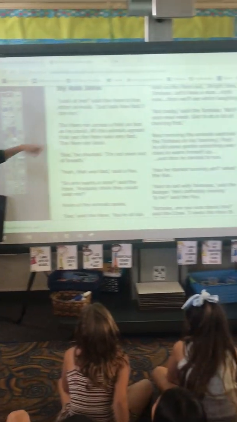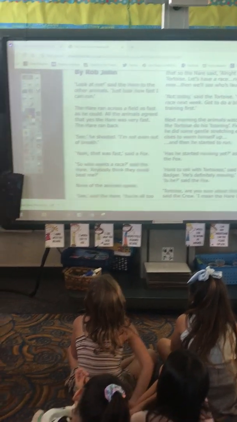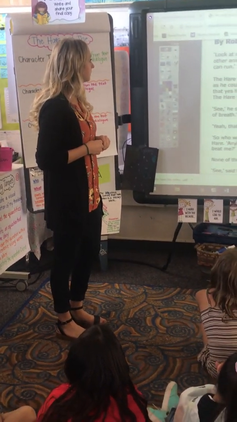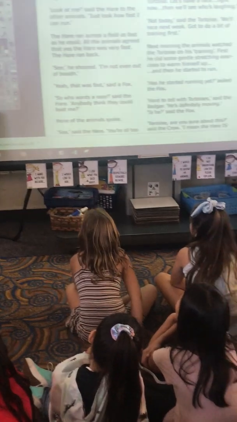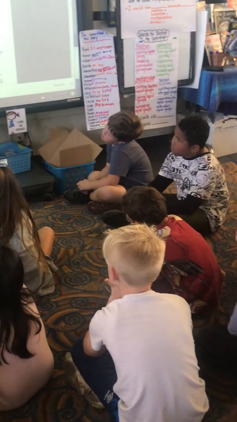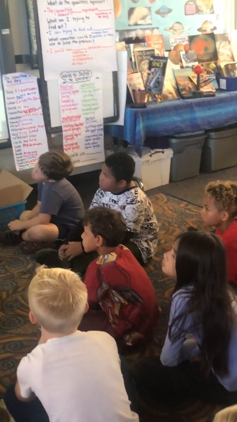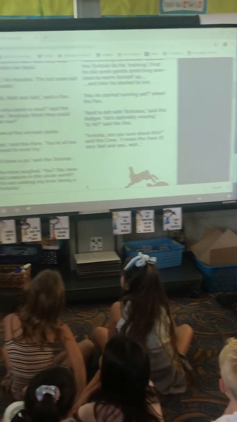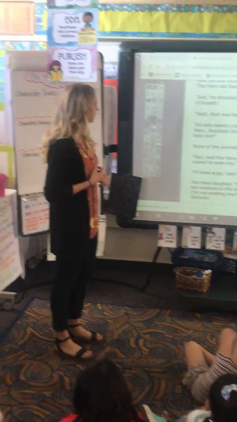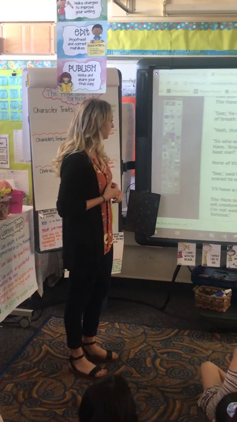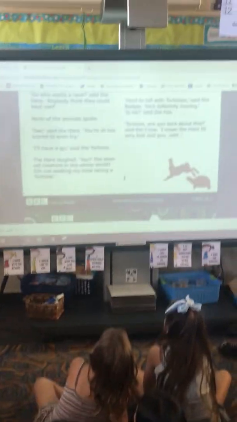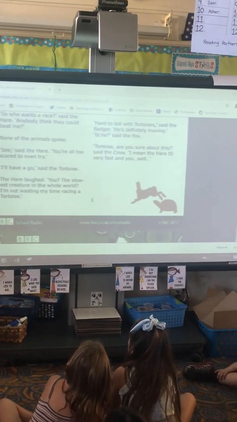"Look at me," said the hare to the other animals. "Just look how fast I can run." The hare ran across the field as fast as he could. All the animals agreed that yes, the hare was very fast. The hare ran back. "See," he shouted, "I'm not even out of breath." "Yeah, that was fast," said the fox. "So who wants a race?" said the hare. "Anybody think they could beat me?" None of the animals spoke. "See," said the hare, "you are all too scared to even try."